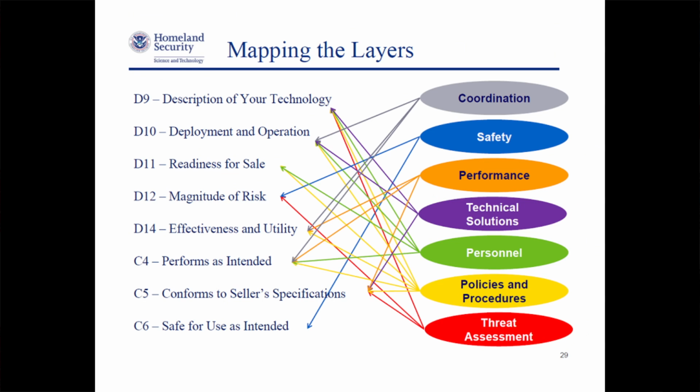C6 is where you provide information to demonstrate your technology is safe for use as intended. Safety can provide much of this information, such as standards you adhere to, safety procedures that aren't part of your training program, and so on. This is not meant to be a comprehensive list, nor are you limited to what layers of security map to which questions. But this should give you a good start to assemble information for your application.